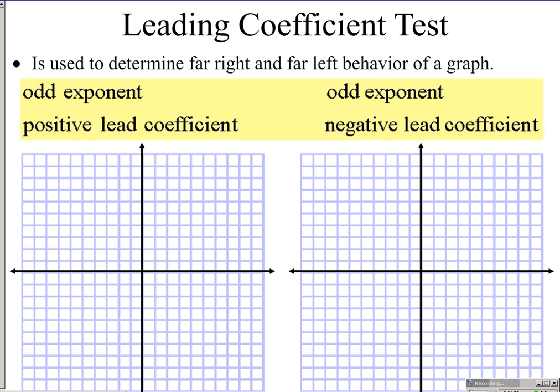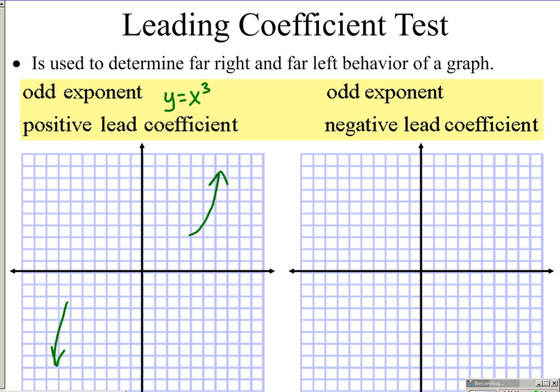If our polynomial has an odd exponent with a positive lead coefficient, so that could be something like y equals x cubed, the leading coefficient test is going to tell us how the extreme left-hand portion and the extreme right portion of our graph behave. When it is an odd exponent with a positive lead coefficient, far left of our graph will always fall. The far right of our graph will always rise. So any function with an odd exponent and a positive lead coefficient for its leading term will always fall left and rise to the right.